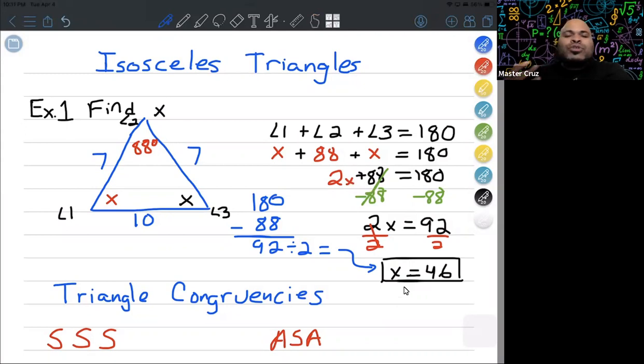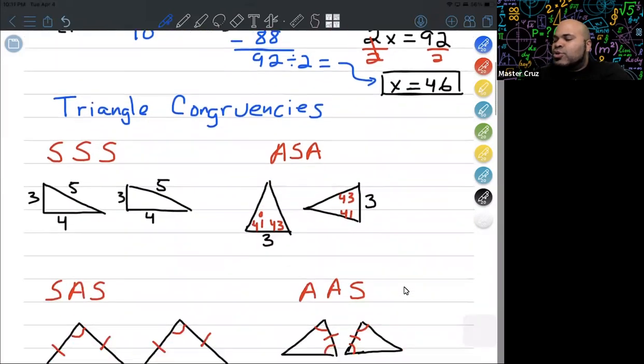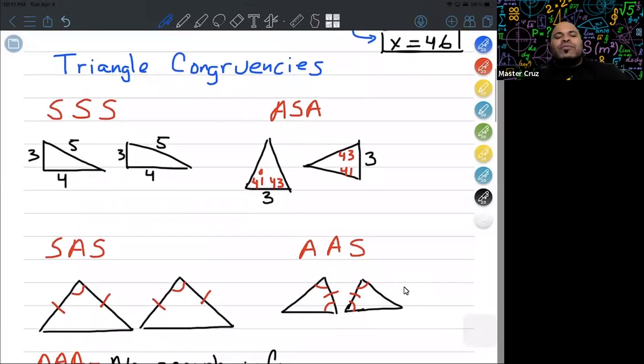Now, let's talk about triangle congruencies so that you could identify triangles that are congruent. We want to know if we have enough information to identify congruencies so that we could find angles and sides. Remember, if a triangle is congruent, it means that every side and every angle is the same, but we don't know until we check.